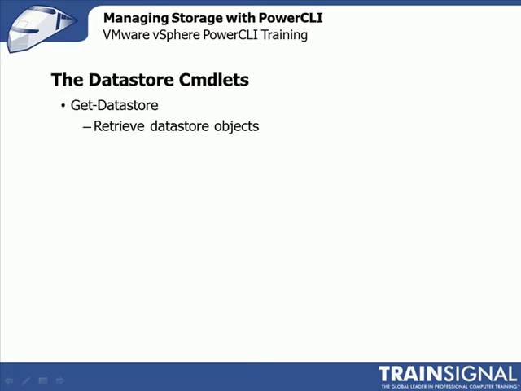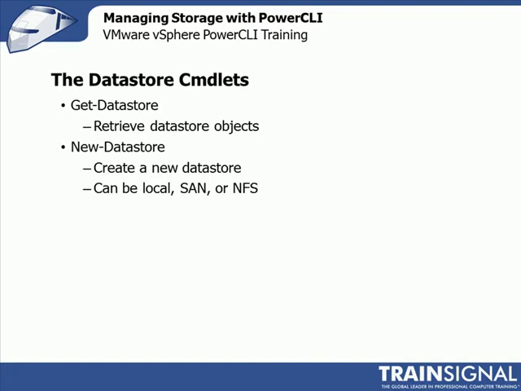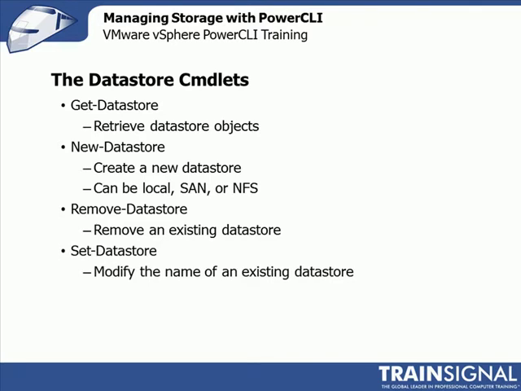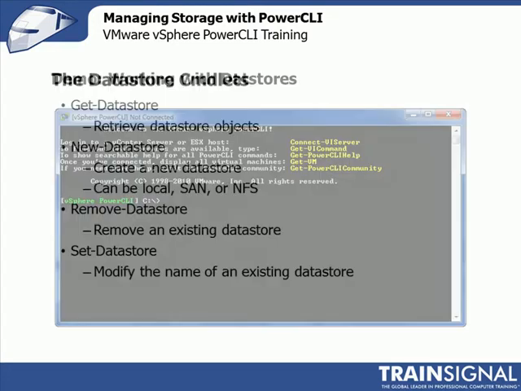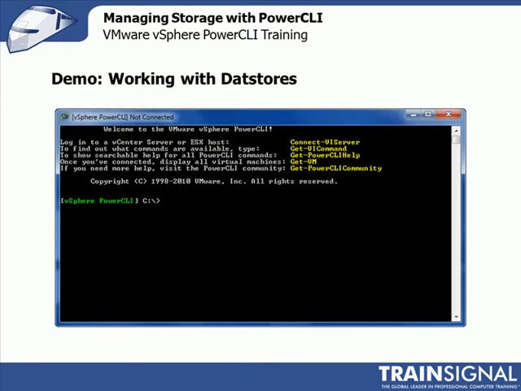So there are a good set of data store commandlets, starting with Get-Datastore, and I'll show you how this works shortly. New-Datastore is used to create a new data store from scratch. Could be working with a local disk, a disk connected to a SAN or an NFS mount. You can use Remove-Datastore to get rid of one, and Set-Datastore, well, basically all it does right at the moment is to modify the name of an existing data store. And I actually use that one quite a bit. Let's go back to the shell and I will show you what you can do with some data stores.